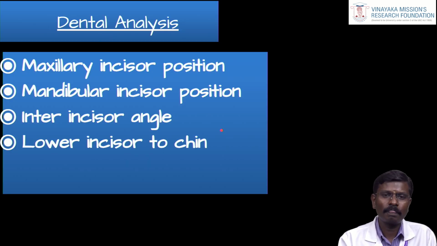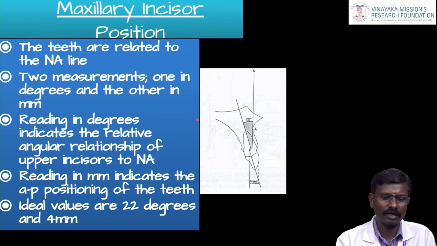So we have finished the skeletal analysis. Now we have come to the dental analysis. In dental analysis, we are going to see the maxillary incisor position, the mandibular incisor position, and inter-incisor position. We are going to compare both the maxillary anterior and the mandibular incisors, and the lower incisor to the chin position. These 4 things we are going to see in the dental analysis of Steiner's analysis.